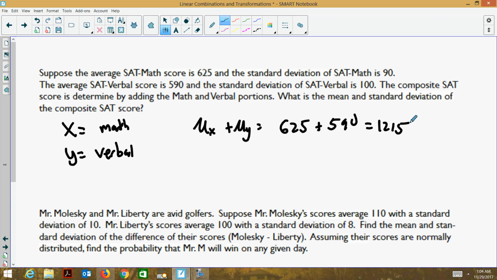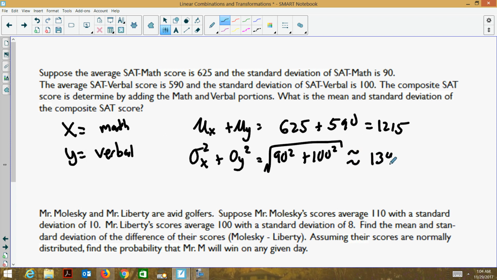But what about the standard deviation? Well, again, we don't add standard deviations. We add variances first. So we have to square 90 and square 100 and then take the square root of that. So 90 squared plus 100 squared and then take the square root of that is approximately 134.54. So the standard deviation of the composite score is 134.5.